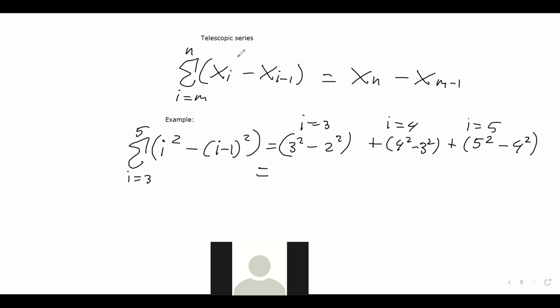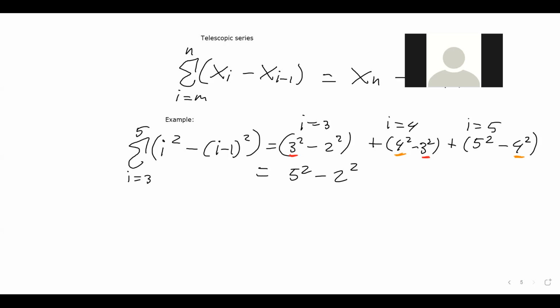Yes. And what you will find is that everything cancels out except for the xn and the xm minus 1. So you will see that this 3 squared will cancel out with this negative 3 squared. This positive 4 squared will cancel out with this negative 4 squared. So the only thing that will be left is this 5 squared here and this 2 squared here. And hey, this thing is just the n squared, and this thing is just the m minus 1 squared. Do you see that? And that's exactly what this rule predicted. Is this clear so far? Yes, it's clear.